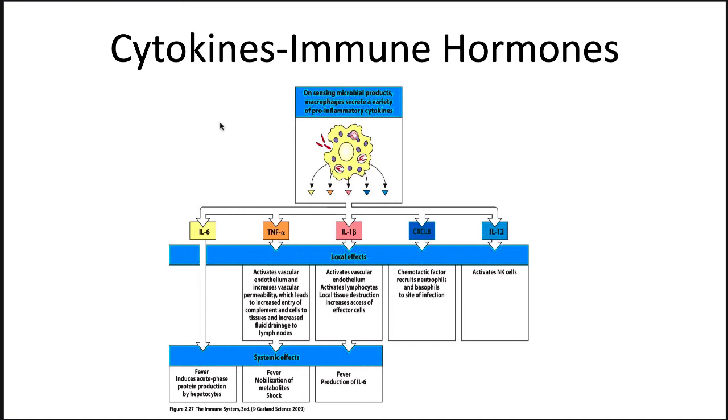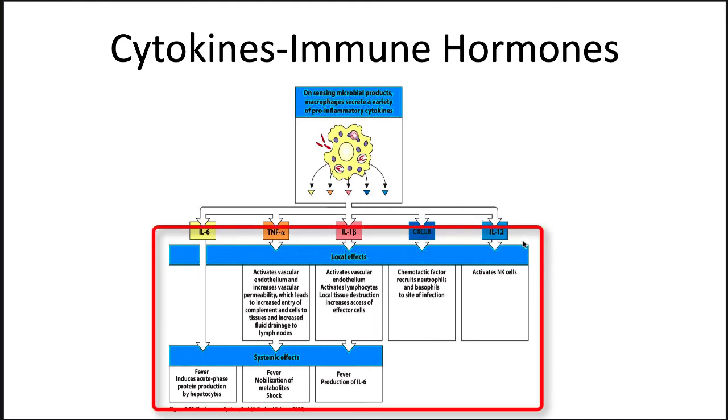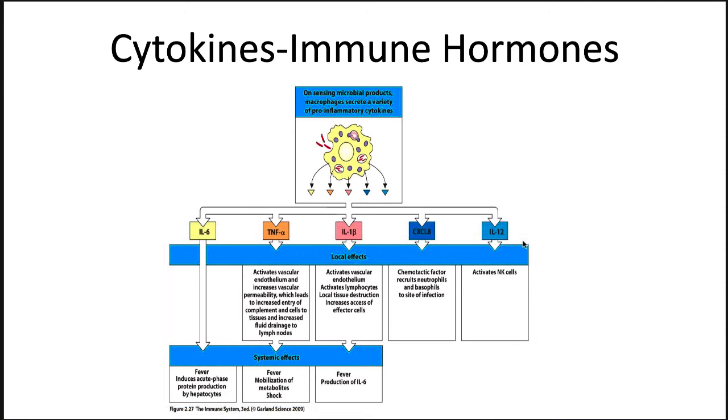Shown here is an example of the response of a macrophage upon sensing microbial products. It will release 5 different cytokines: interleukin 6, tumor necrosis factor alpha, interleukin 1 beta, interleukin 8, and interleukin 12. Each of these has various effects on the body as shown, and that will then marshal the rest of the immune response. And no, I don't want you to memorize these effects. It's just for illustration. I do want you to understand generally what cytokines are doing.